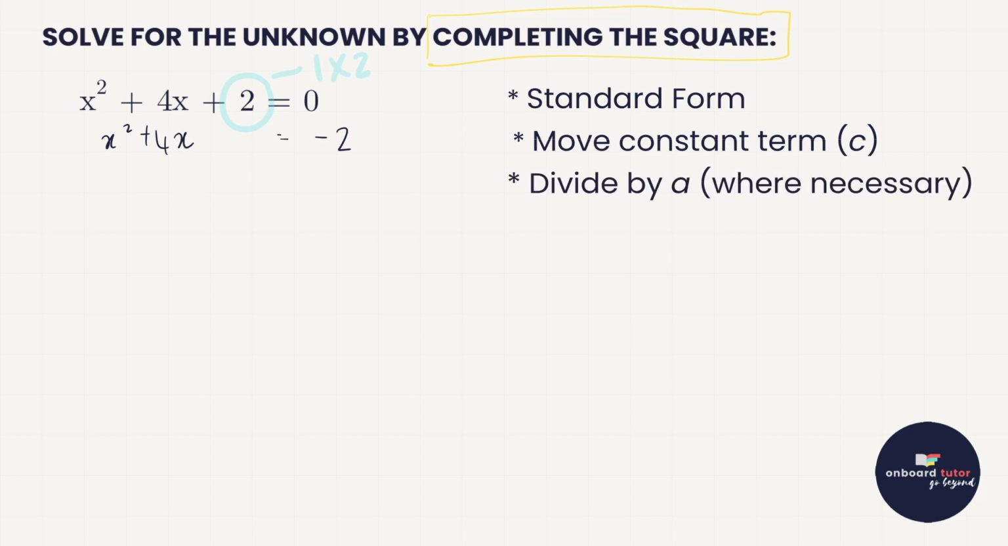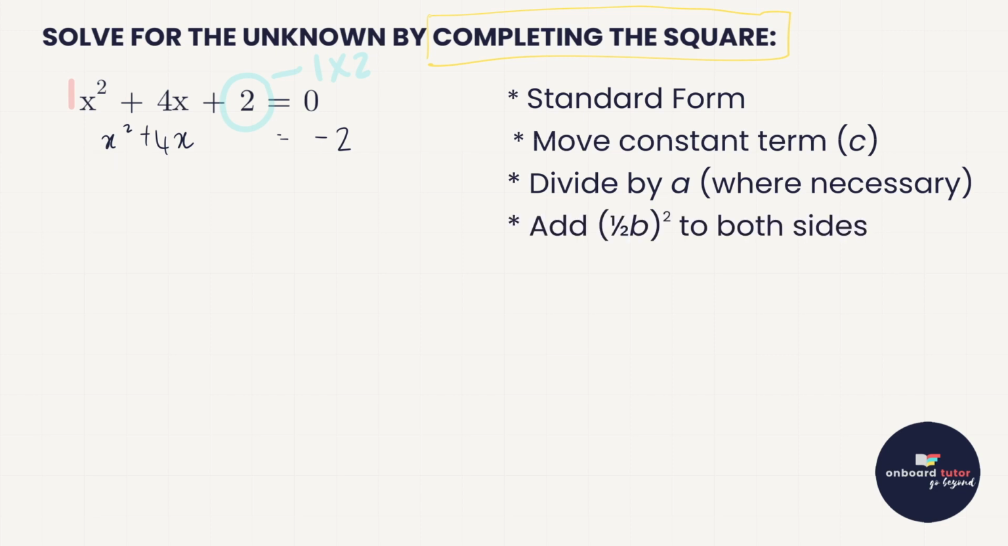Now they've asked us to divide by a where necessary. So a is the coefficient of the x squared term, and in this question, we are simply looking at the number 1. So it's not necessary for us to divide everything by 1 because it will remain unchanged. But if this is anything other than 1, even if it's negative 1, we would need to divide every term in the equation so that we end up with the coefficient of x squared being a positive 1.